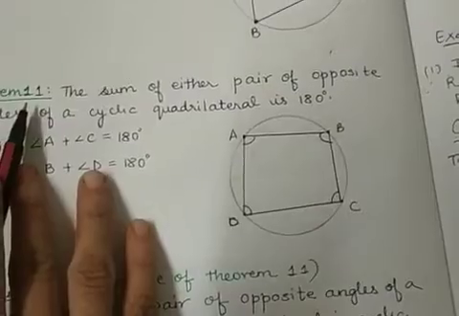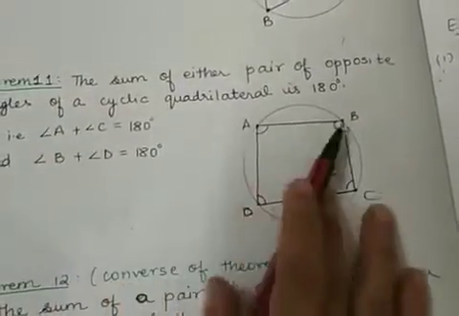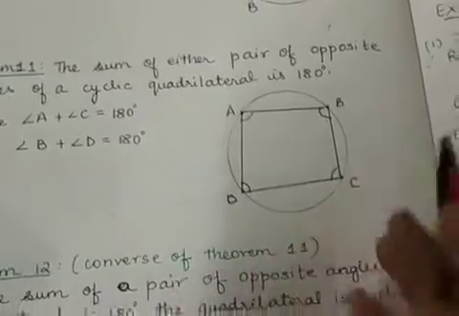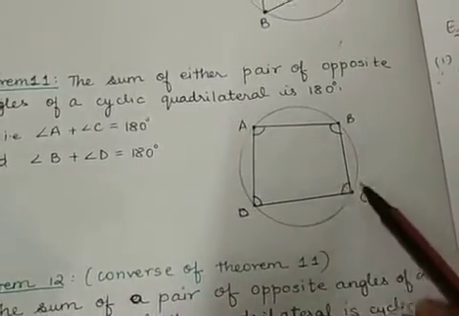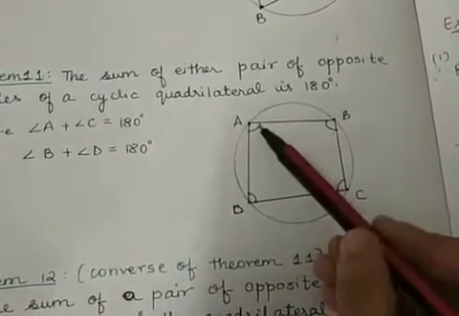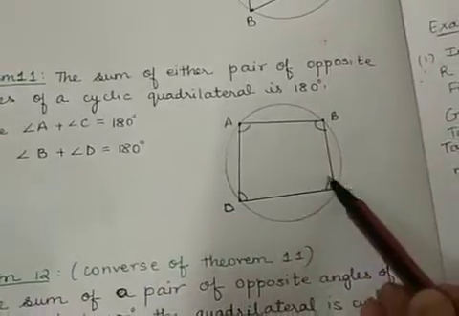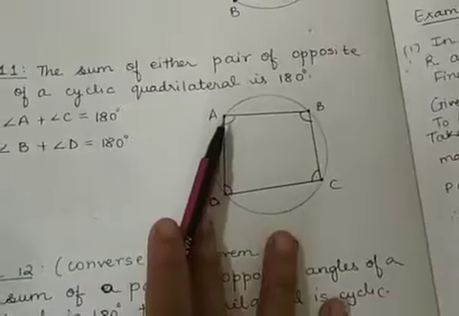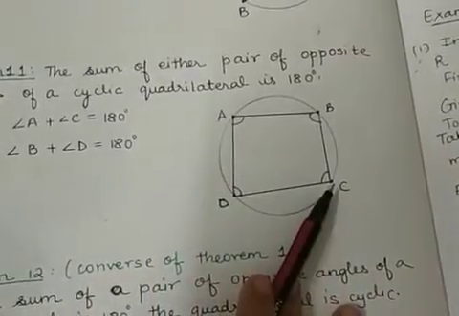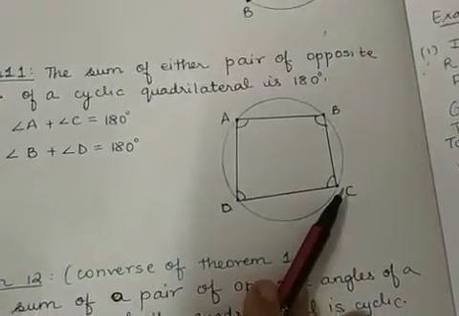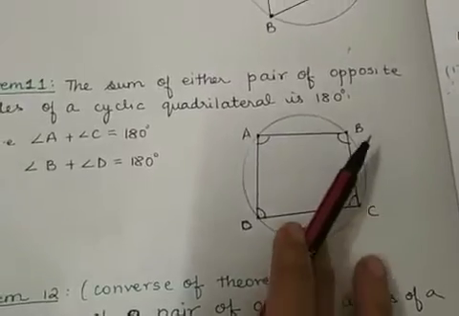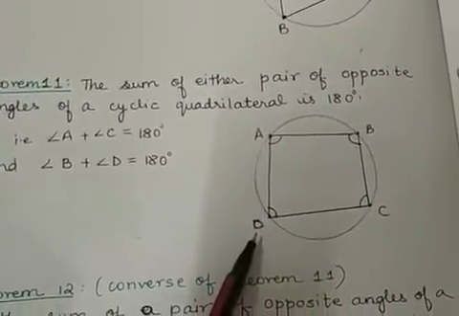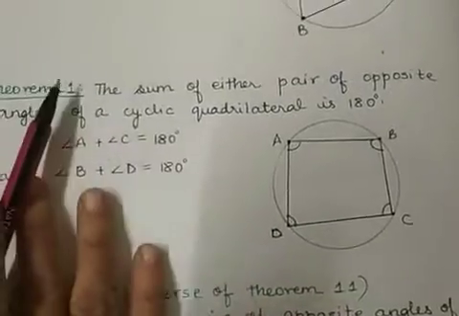So the first theorem says that if the given quadrilateral is a cyclic quadrilateral, then the sum of a pair of opposite angles is equal to 180 degrees. So angle A plus angle C is equal to 180 degrees and angle B plus angle D is equal to 180 degrees. Now this is one theorem.